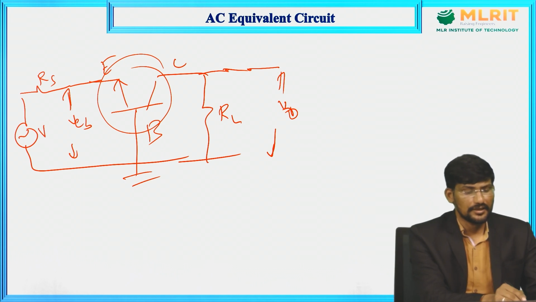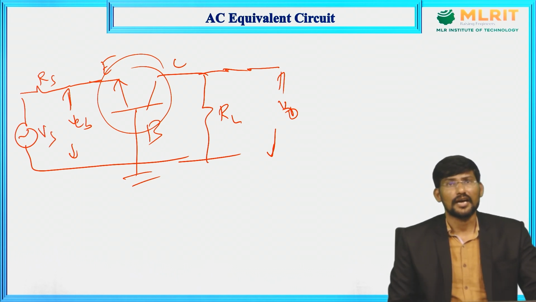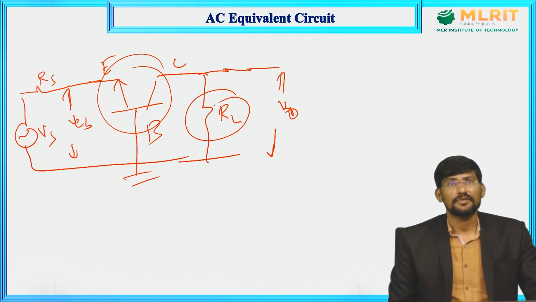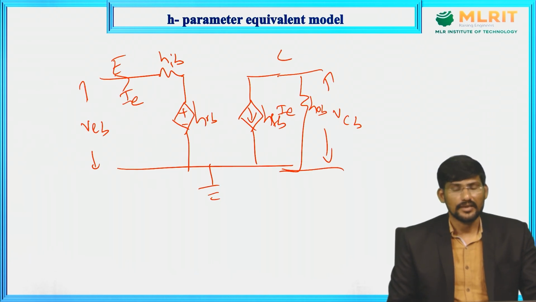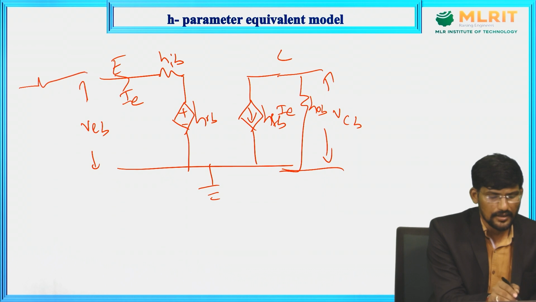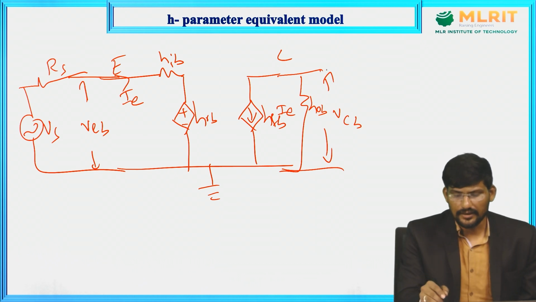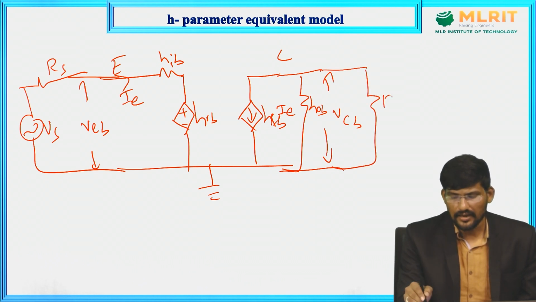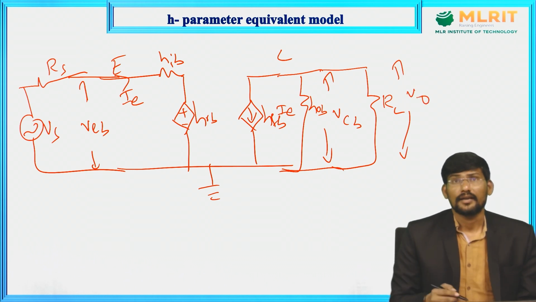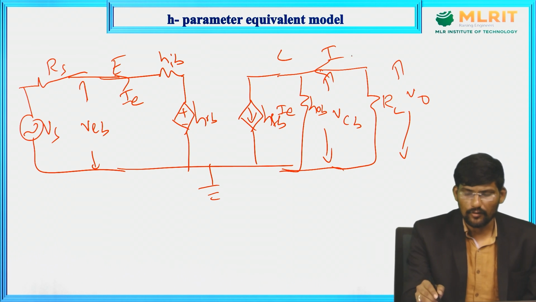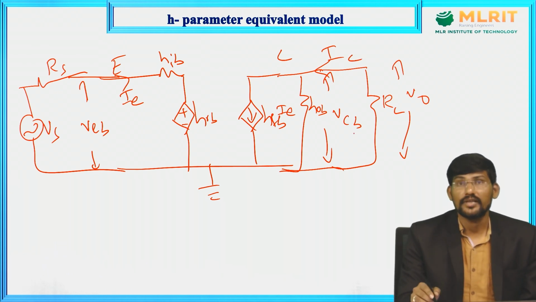So the external thing is Vs in series with Rs at the input side and RL at the output side. So Vs in series with Rs is connected between emitter and base. So we have to connect here the Rs source resistance along with source voltage at the input side, and at the output side it is terminated with RL, and across RL we are taking the output voltage V0. Now this input current is IE and output current is IC, output voltage is VCB.